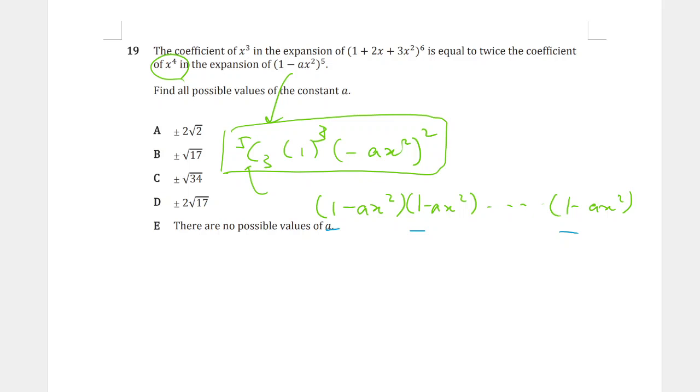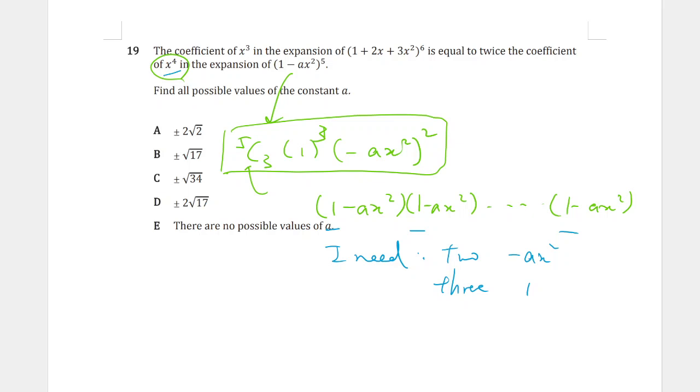How do I make the x to the power 4? I need 2 negative ax² terms, and I need 3 ones. That would make x to the power 4. And then you've got to ask, how many ways can I do that within the 5 brackets? For example, where can I choose my negative ax² terms? I can choose them on the first and second bracket, or first and third, or first and fourth, or first and fifth. So you're thinking about the order, essentially.